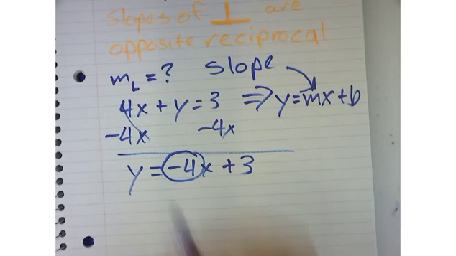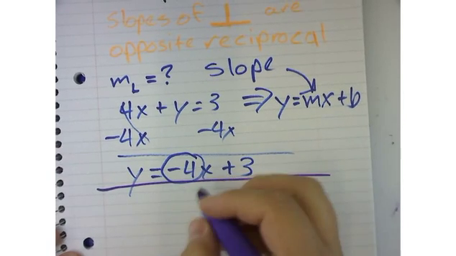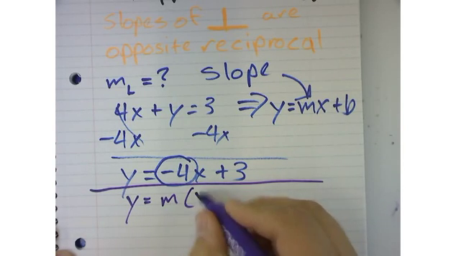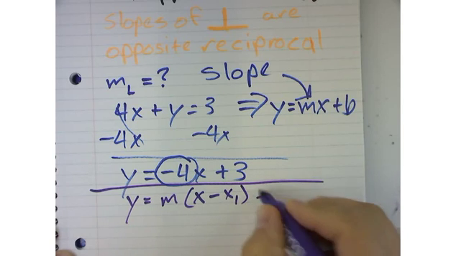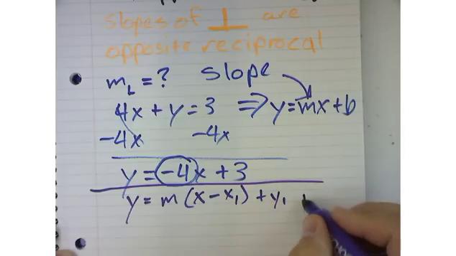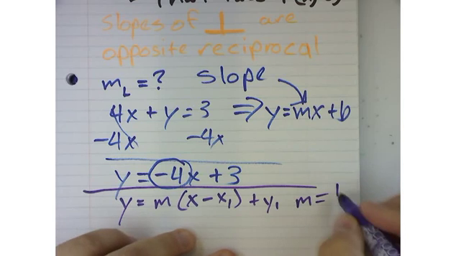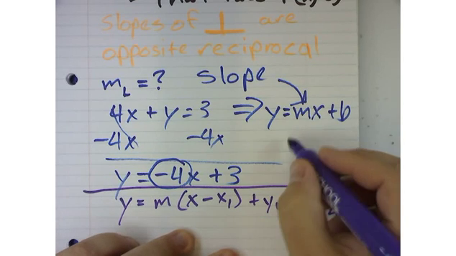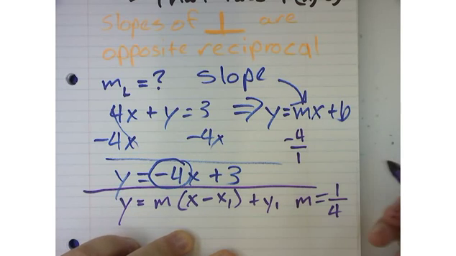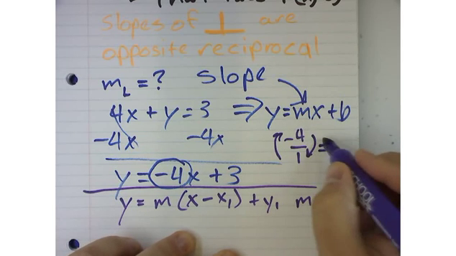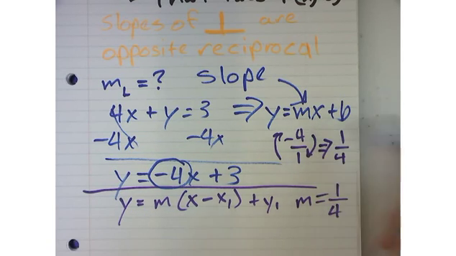I have to flip it and take the opposite. So that means that my slope for my next line, in other words, I'm going to write the equation of the line, which is y = m(x - x1) + y1, will have the slope of the negative reciprocal of negative 4. So what's the opposite reciprocal of negative 4? Positive 1 over 4. If you can't remember, negative 4 is the same as negative 4 over 1. If I flip this, I get 1 over 4, and then the opposite of that would be positive.